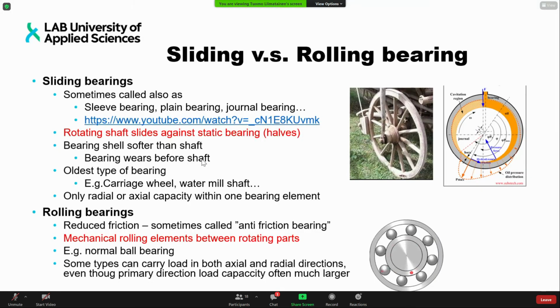But nevertheless, the idea in the sliding bearing is that the rotating shaft is sliding against the static bearing halves. Usually there are half circumference components that are producing the static side of the bearing. And the bearing shell is, in most cases, softer than the shaft. And the idea behind is that the bearing would wear before the shaft, because replacing the shaft, if it's worn, would be usually more toilsome, more difficult, and more expensive. But if the bearing shell components are worn, they can be replaced.